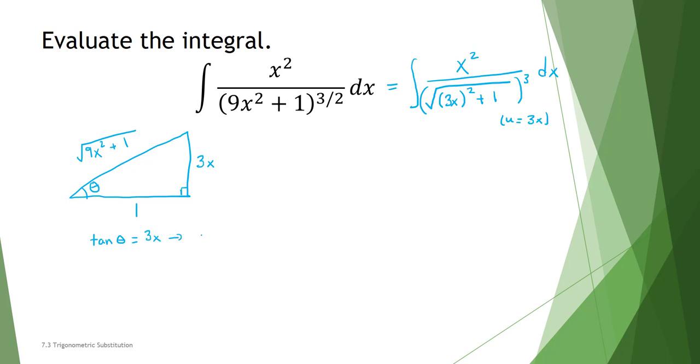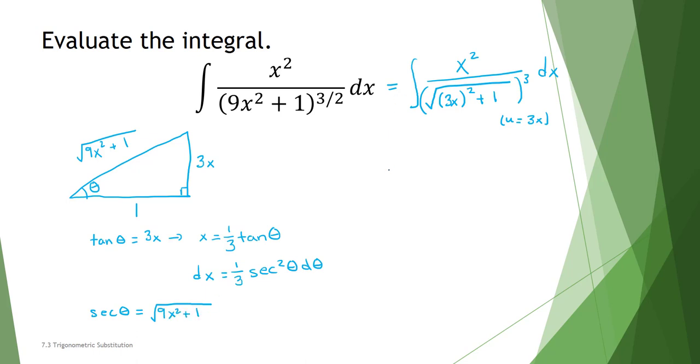Well, that means that x is 1/3 tangent theta. From here, we can take the derivative to figure out that dx is 1/3 secant squared theta d theta. And from our triangle, we can read off that secant of theta is equal to the hypotenuse over the adjacent side, so that's the square root of 9x squared plus 1 divided by 1.